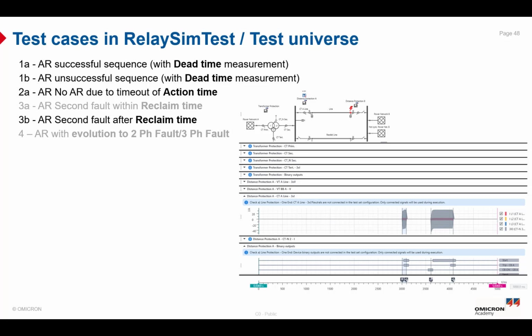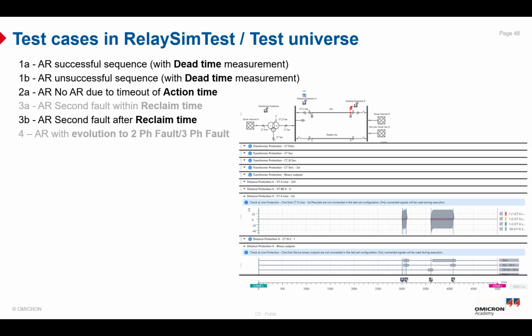The third test case is the AR not successful due to the timeout of the action time. Here we will simulate the trip of the circuit breaker after the action time has elapsed, which means the AR is unsuccessful.